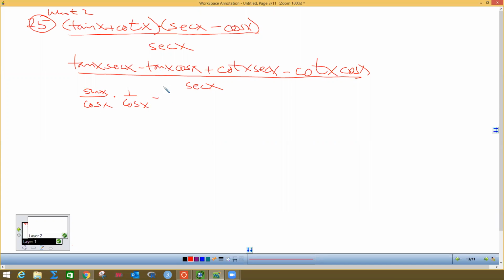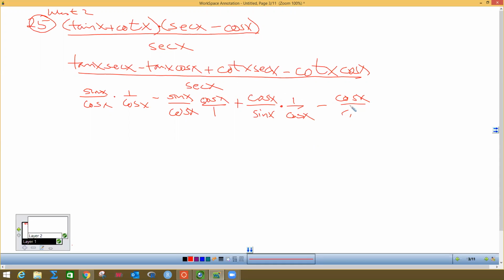Now I've got minus this tangent, which is sine x over cosine x. And then I have that times cosine x. I'm going to make that a fraction by putting that cosine over 1. Going to keep doing the same thing. So I've got plus cosine x over sine x when you change cotangent from the quotient rule. And then secant is going to be 1 over cosine x. And then minus cosine x over sine x, which is the quotient rule again.